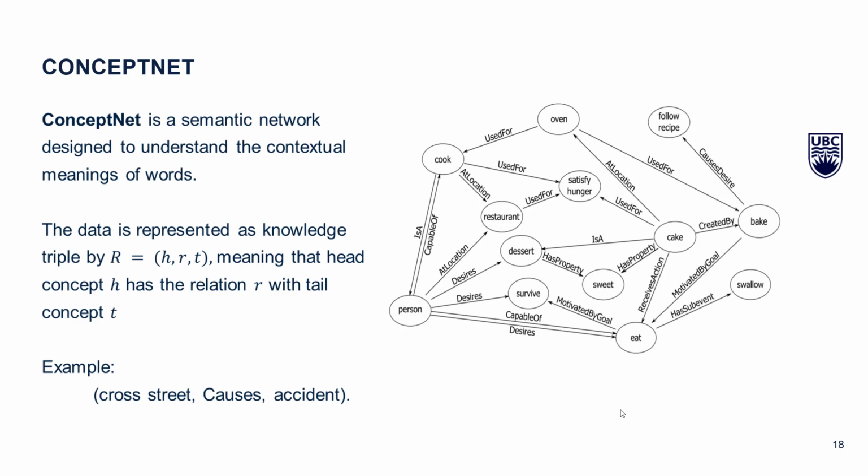When we see how the data is represented, it's actually represented as a knowledge triple. So we can see the head concept has a relation with the tail concept. For example, cross street causes accident. So it's that triple there, with each concept connected with the cause.